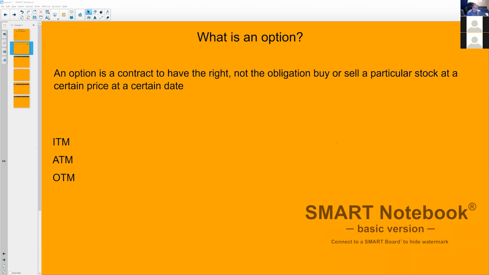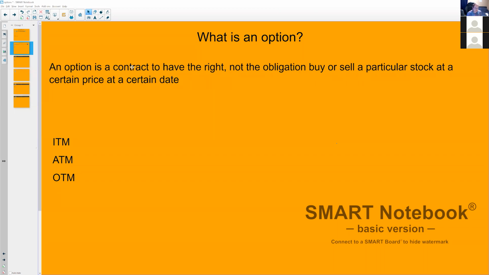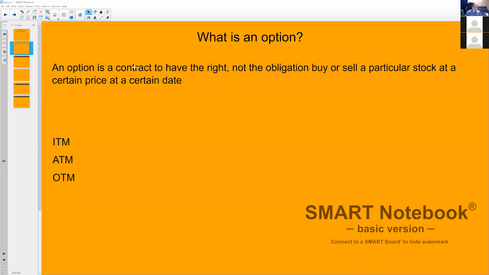So anyways, let's dive right in. An option is a contract. So it's not a stock. If you say, oh, I have a stock, options are different, but we won't go into that. But an option contract is the right, but not the obligation, meaning you don't have to do it, to buy or sell a particular stock at a certain price and at a certain date. So let's just go into first what that technically means.